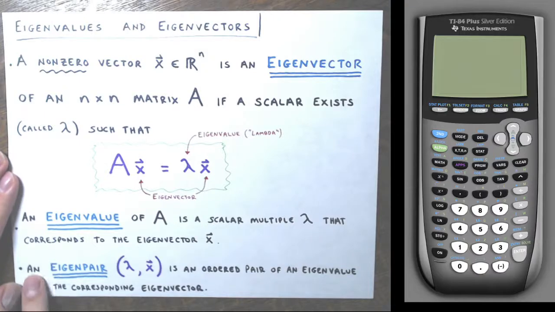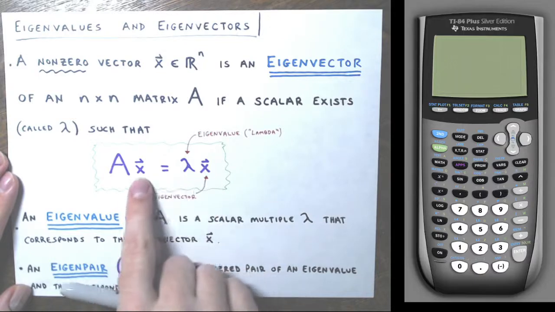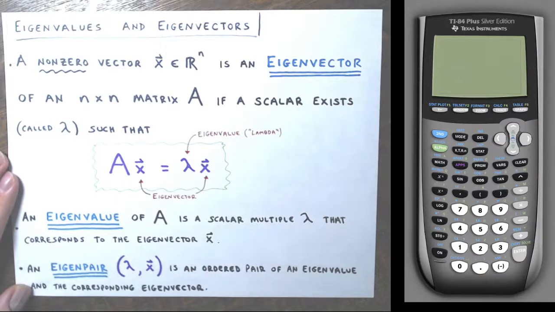And finally, on the definition side, an eigenpair is simply an ordered pair. You'll see in some texts written in parentheses, the first position, the eigenvalue lambda, comma, and then in the second position the eigenvector x that it corresponds to. These are the lambda and x that make this statement true. It's an ordered pair of an eigenvalue and the corresponding eigenvector. It's as simple as that.